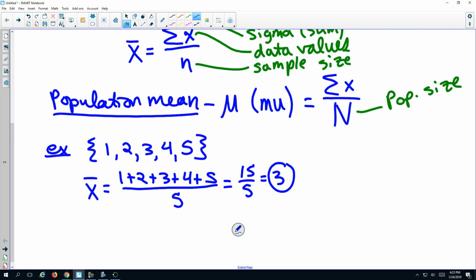The mean is supposed to measure the center of the data set, or the middle. Does it do a good job? In this example, it does. In other examples, it may not. Okay, but this one, it does a good job of finding the center, finding the middle.